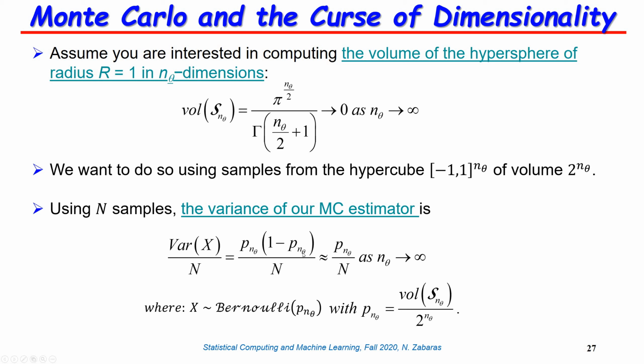And because, as we just said, the volume of the hypersphere is very small, P squared is much smaller than P, so this becomes P over N, okay? And this probability P is nothing else again but the volume of the hypersphere divided by the volume of the hypercube, okay? So that's the only thing that changes, this P of n theta, and the convergence again being of the order of 1 over square root of n remains exactly as what we had before.